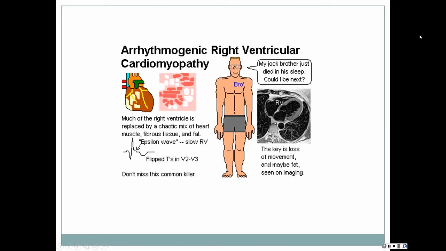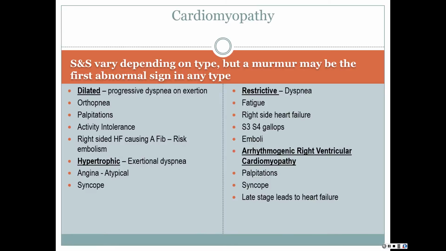But you can see this young man, big robust guy, and he says, "My jock brother died in his sleep. Could I be next?" Well, this is the one that it is familial, so that could run in families, and it does affect young adults. So we wouldn't be telling him, "Oh, no, absolutely not. It's not going to happen to you. Don't worry." No, we're going to suggest that these folks get looked at and seen if this has happened in their family. Okay?